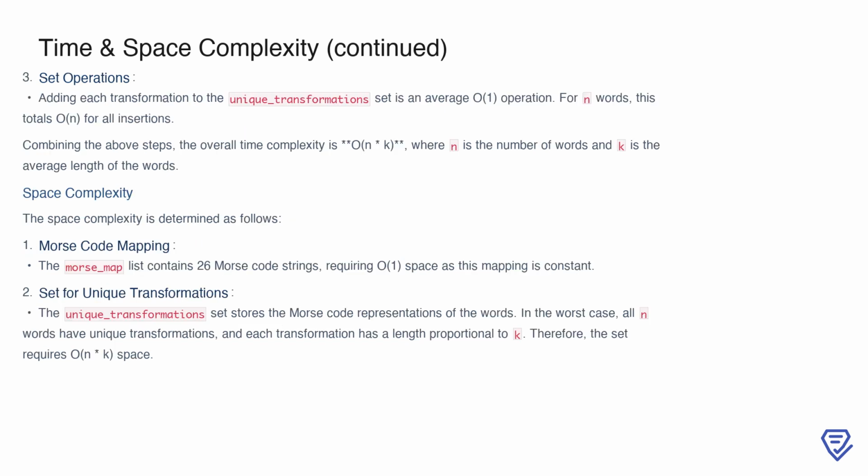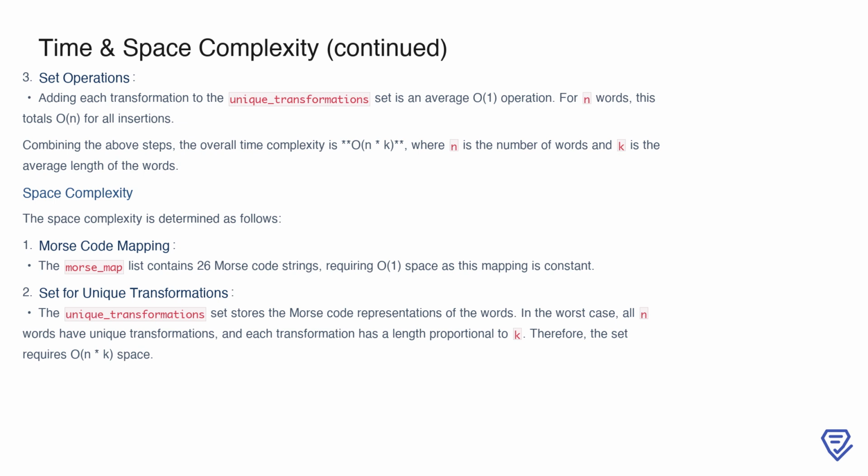Now, let's consider the set operations. Each Morse code transformation is added to the unique_transformations set. Adding an item to a set is an average O(1) operation, so for n words, the total insertion cost is O(n). When we combine this with the time spent on constructing the Morse code transformations, the overall time complexity of the solution becomes O(n*k), where n is the number of words and k is their average length.